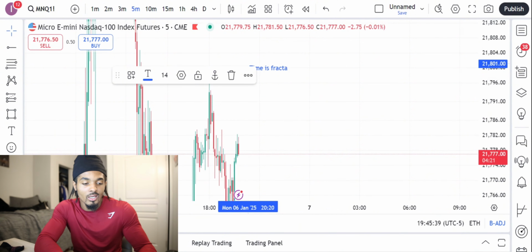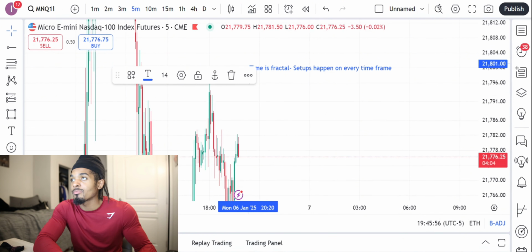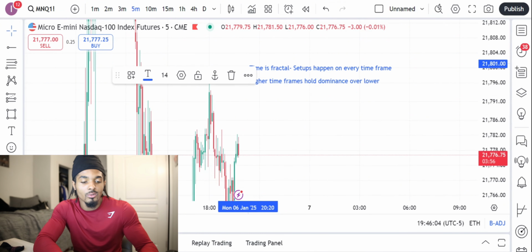For one, time is fractal, meaning setups happen on every time frame. What's the other thing I said? Oh yeah, higher time frames hold dominance over lower time frames.